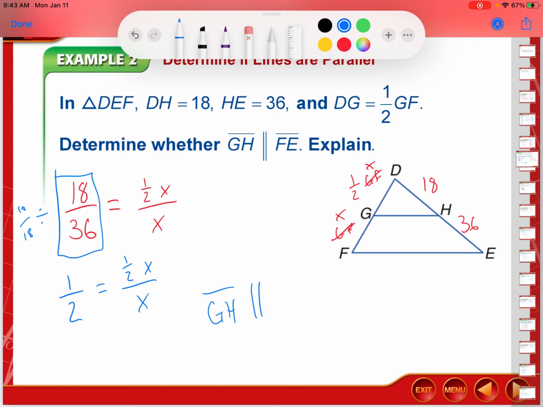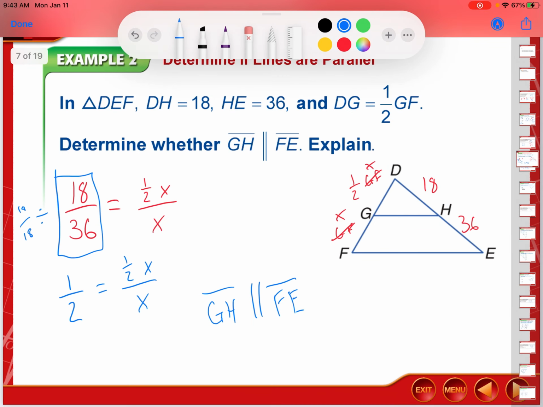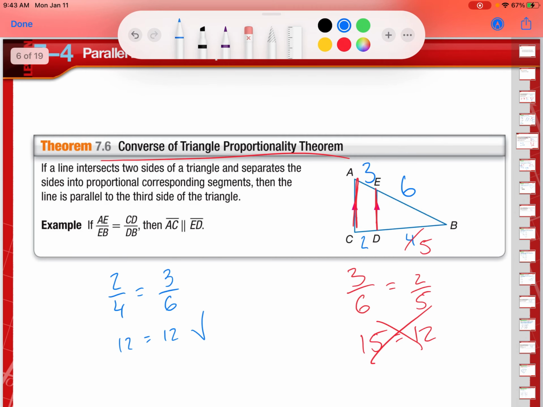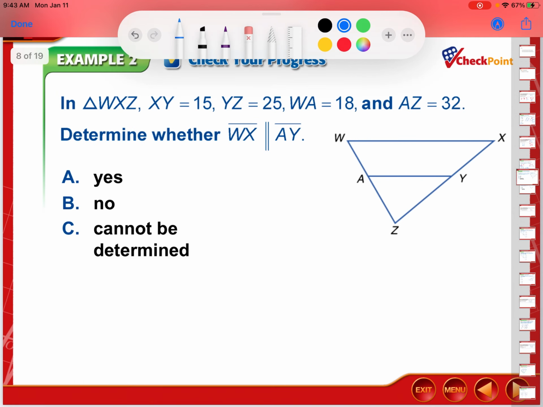So GH is parallel to FE because of the converse of the triangle proportionality theorem. Please, please, please abbreviate. Do not write it all out. That would be ridiculous. Okay, so now this one should be a little bit more straightforward.